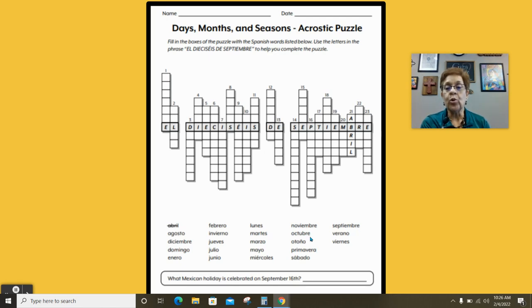So octubre. So we're going to write O, C, T, U, B, R, and there's the E. Octubre. And go ahead and cross that out so you can keep track of what you've used and that you won't get confused and use it again.